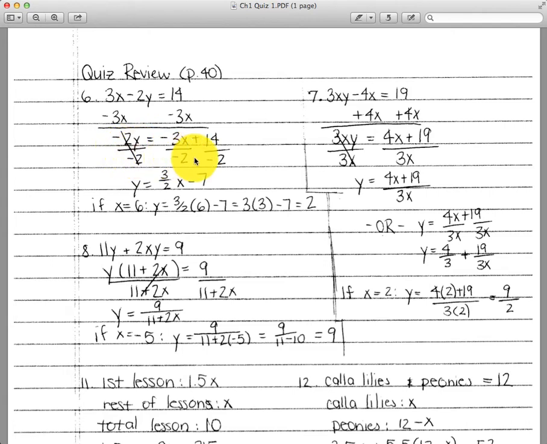Remember, each term, meaning anything separated by a plus or a minus sign, needs to get divided by that negative 2. And so I'm left with negative 3 divided by negative 2 is 3 halves x. 14 divided by negative 2 is minus 7.